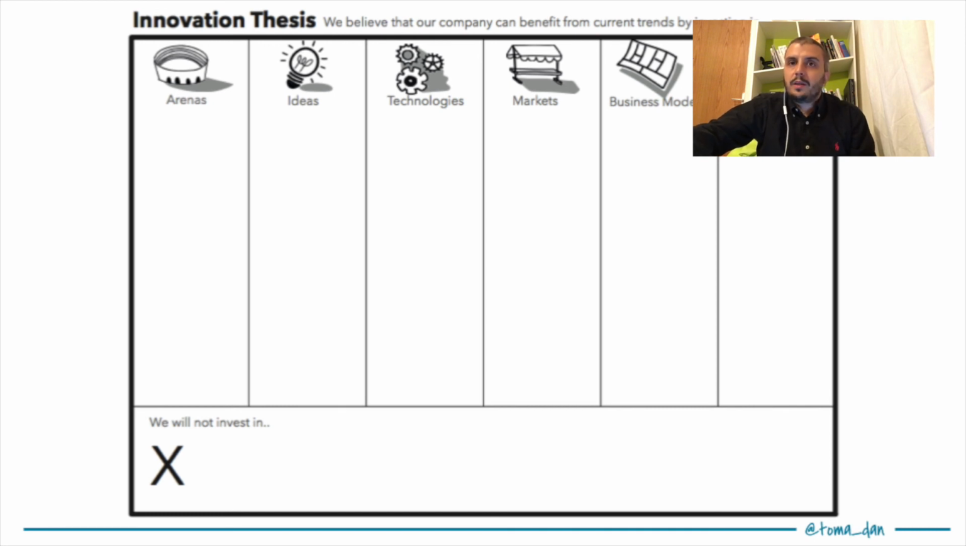But also look at what are some technologies that your company should invest in. What are some technologies that can benefit your company?